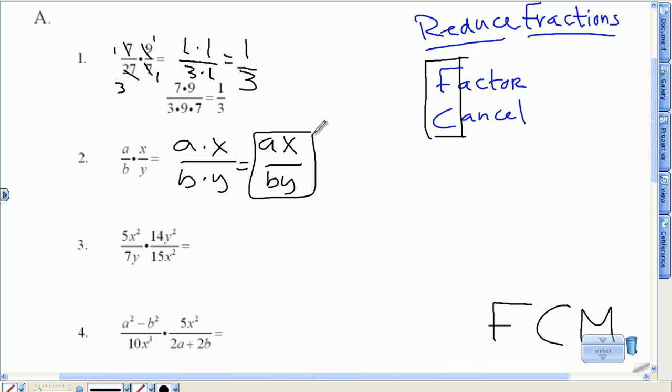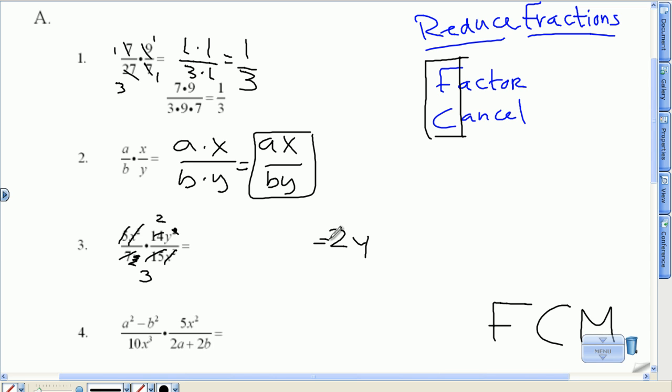For 3, a lot of work we can do here. We can't factor, so F is skipped. There is no factoring to do. We're going to cancel. X squareds cancel. One of these y's is going to go away. I'll be left with a single y left over. 5 goes into 15 3 times, and 7 goes into 14 2 times. So what's left over is 2y.